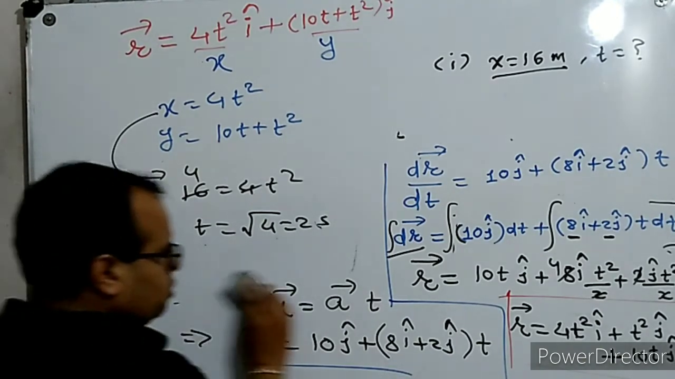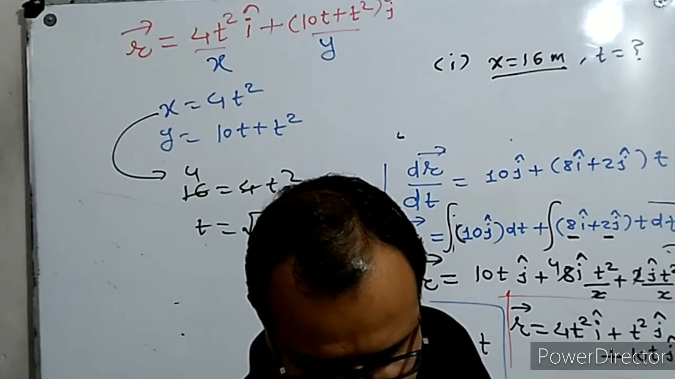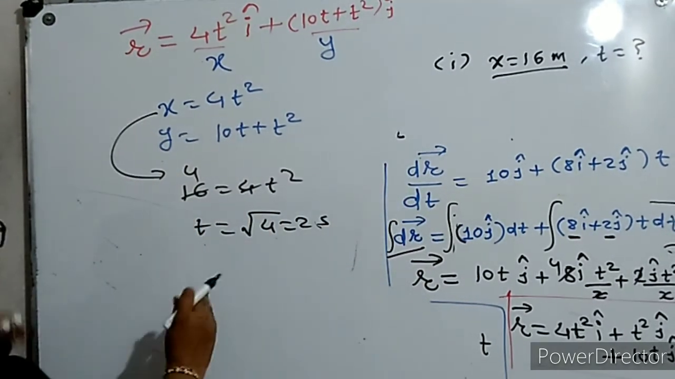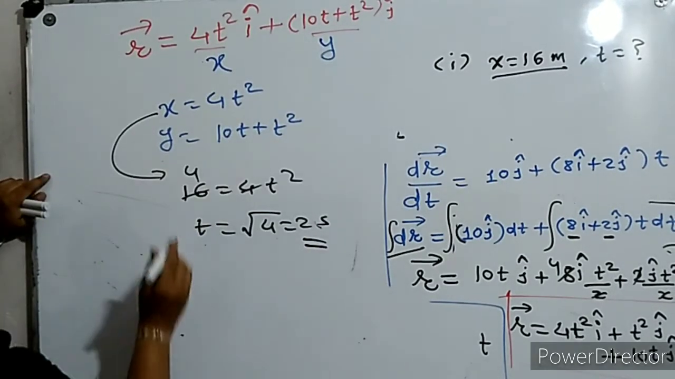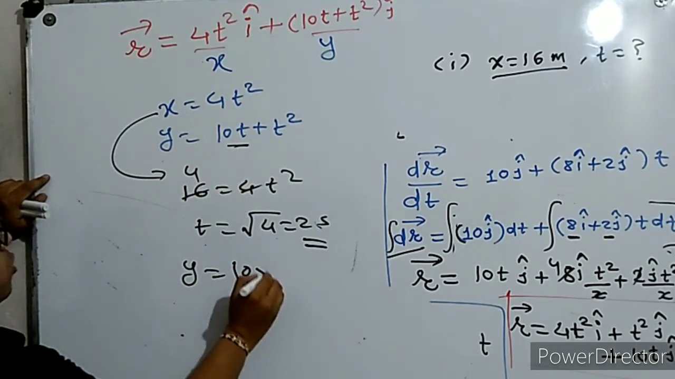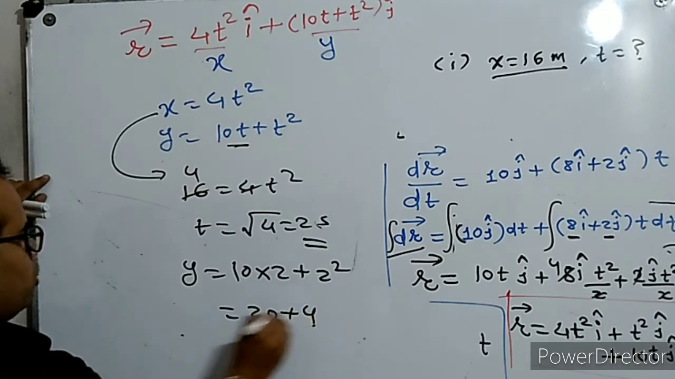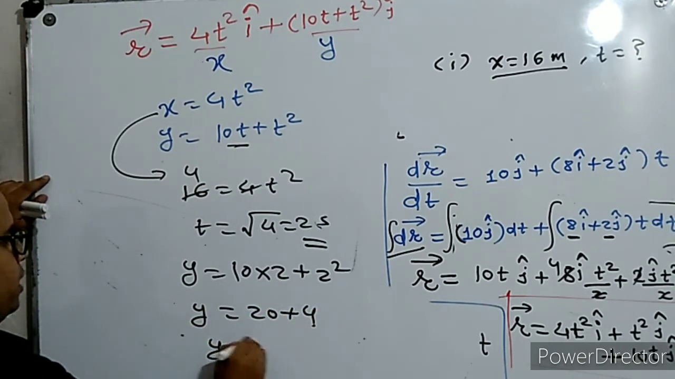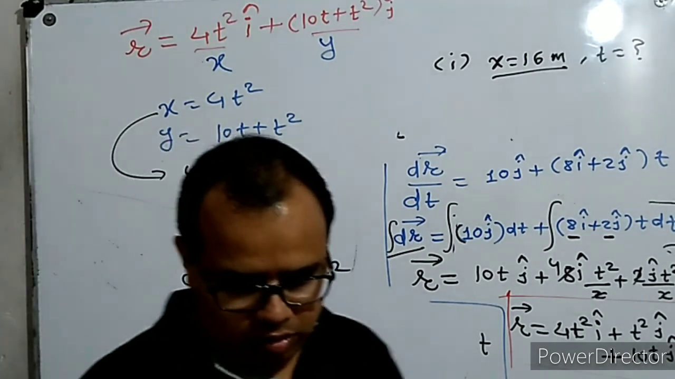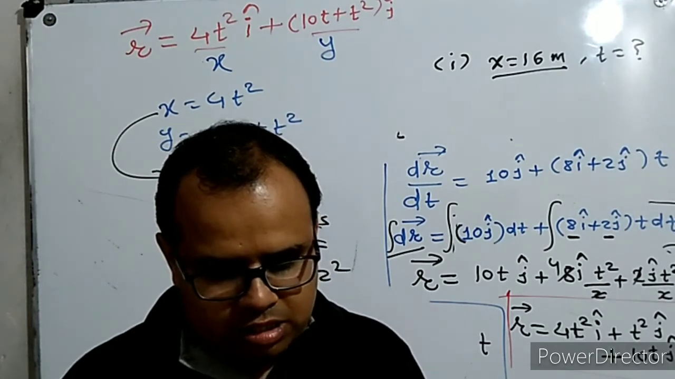And what is asked next is, what is the y coordinate of the particle at that time? Okay, so at this time, 2 seconds, what is the y coordinate? y is equal to, substitute t equal to 2 in this, 10 into 2 plus 2 square, 20 plus 4, it is 24 meter. So the y coordinate is 24 meter. Is it clear?